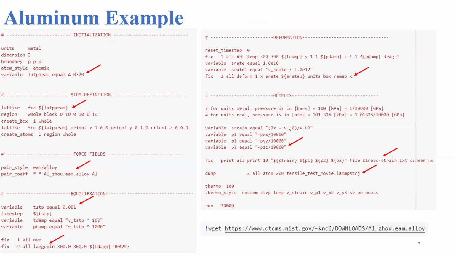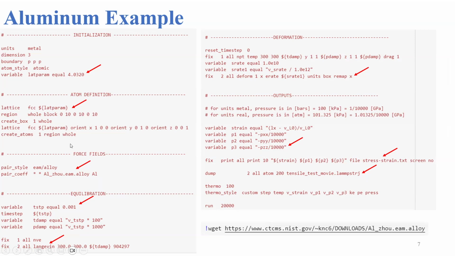We can also initialize it with units metal. It's a 3-dimensional system, periodic in X, Y, Z directions, given by PPP. In some cases, suppose you want to simulate a surface, then you will not have a periodic boundary condition in Z, for example. Let's define a variable called lattice parameter, which is 4.04. Remember, we got 4.03 or 4.04 in our DFT calculations. You can vary this lattice parameter for a particular material as well. Then we can construct a face-centered cubic 10 by 10 by 10 lattice of aluminum.